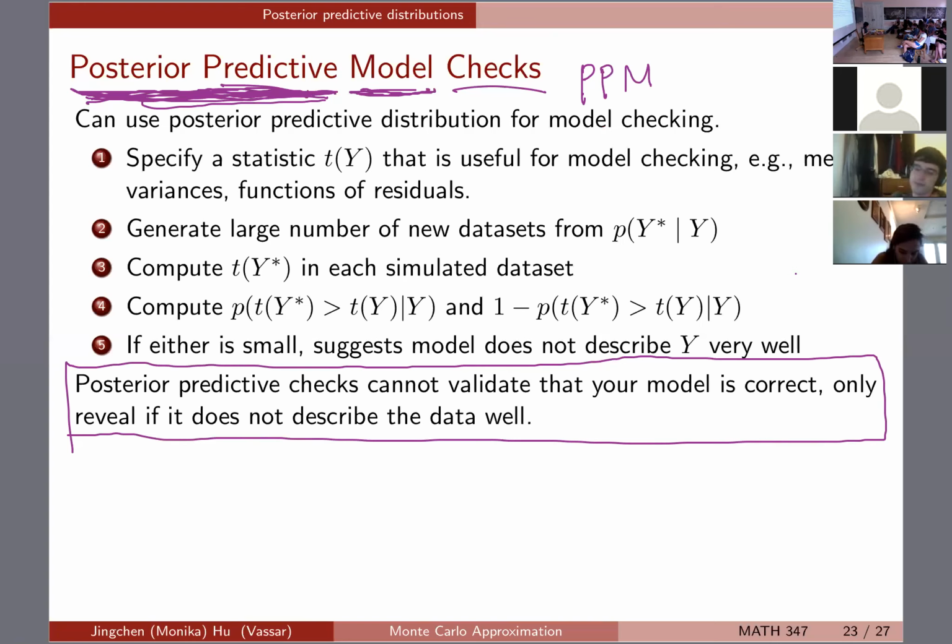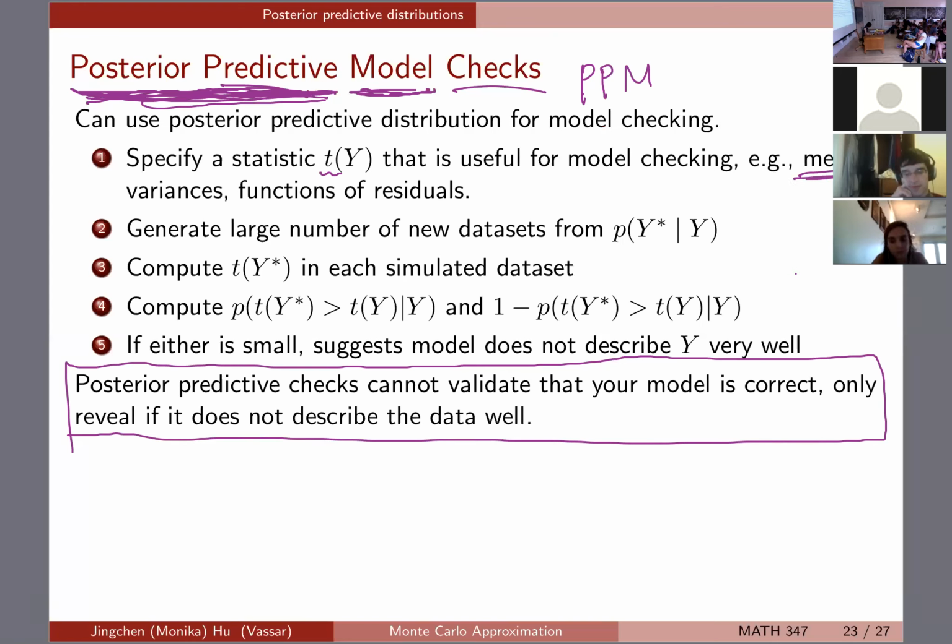Procedure-wise, this is what you're going to do. I list them in these 5 bullet points. The first one is you specify a test statistic, which we call T, that is useful for model checking. For example, means, variances, functions, or residuals. Let's just keep using the mean as a working example.